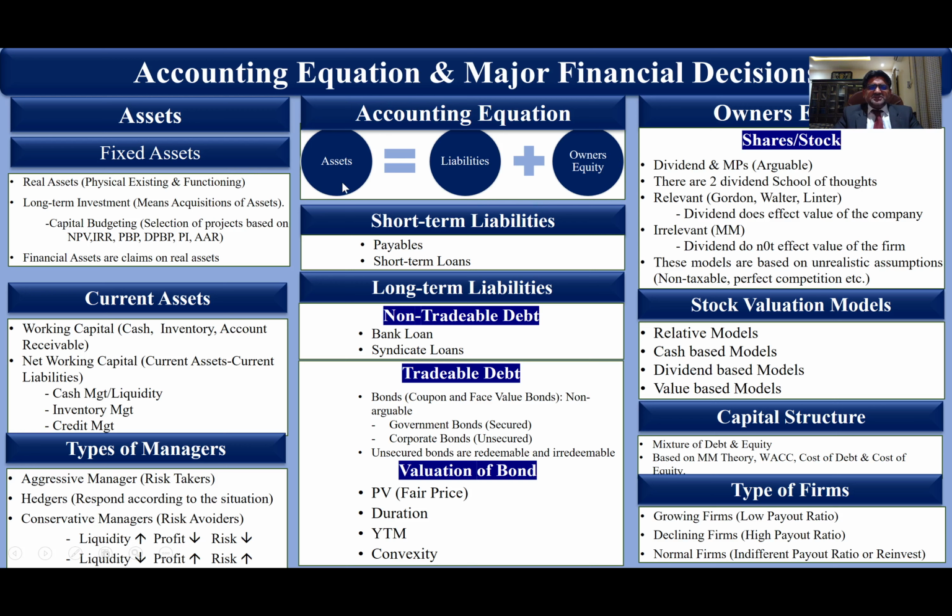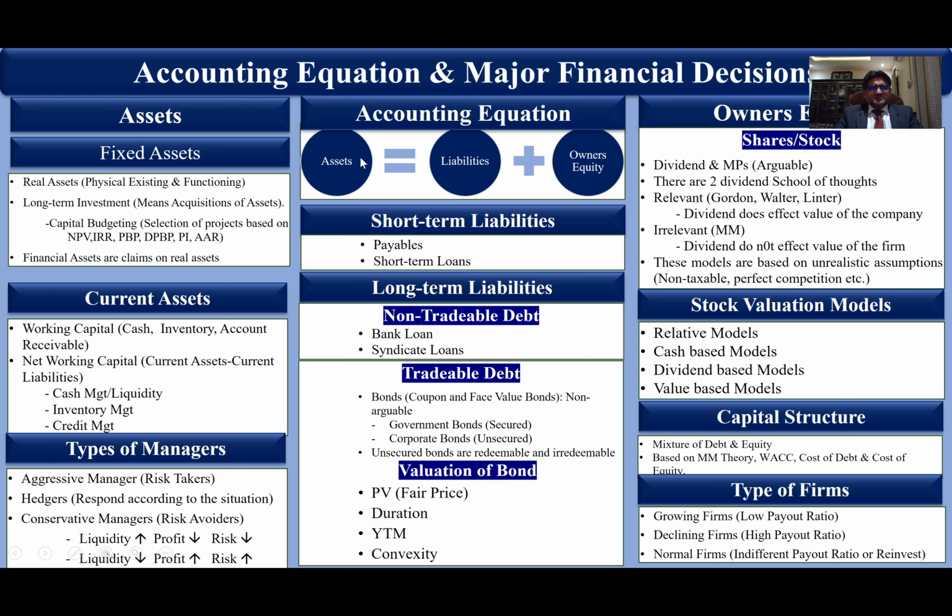And the accounting equation, as we know, is assets equal liabilities plus owners equity. So on the left side there are assets, and on the right side of the equation there are two components: one is liability and the second is owners equity. The combination of these two components, liability and owners equity, equates the assets.